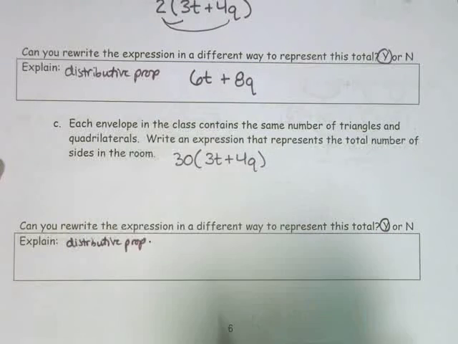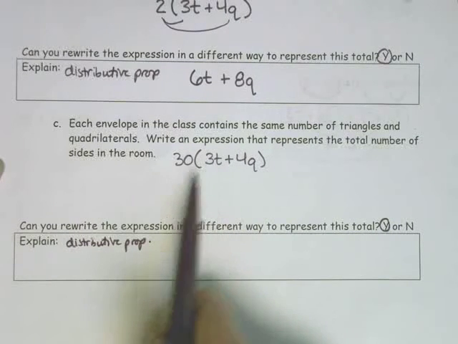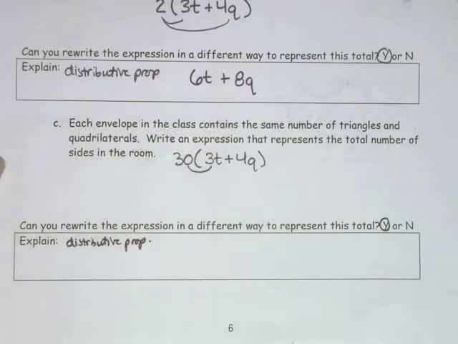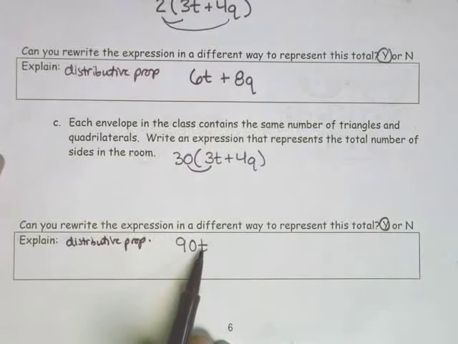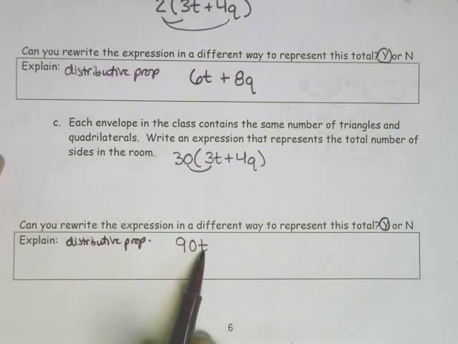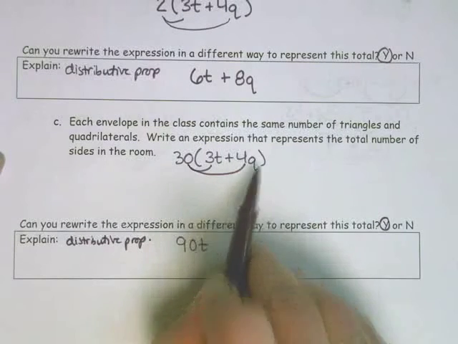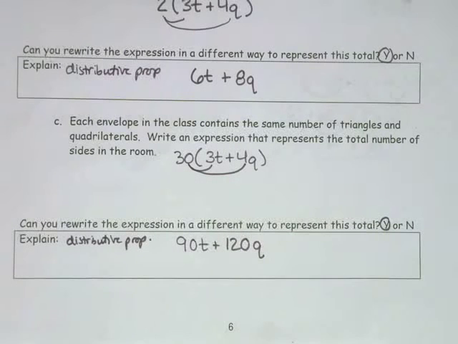And it makes sense that if this is in one envelope, we're going to multiply everything by 30 because we've got 30 envelopes. So we had 3t's. Now what's 30 times 3t's? That would give us 90t. So however many triangles we have, it's going to be 90 sides times that many triangles. And then 30 times the 4q, 120 times however many quadrilaterals are in one of those envelopes. And that's how many total sides we've got in this room.